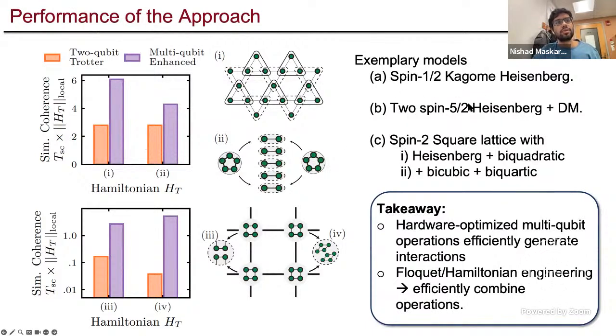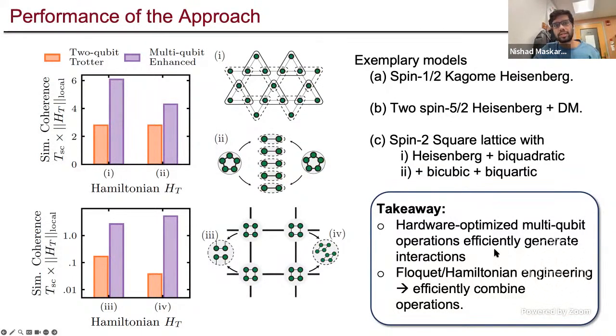We also studied two interacting large spins and observed a small but noticeable improvement for two interacting spin 5/2. But perhaps most interestingly, when we studied a very complicated spin 2 interacting Hamiltonian with low order Heisenberg interactions, but also higher order spin-spin interactions, you actually find orders of magnitude improvement. And this is really a reflection of the order of magnitude improvement coming from these hardware optimized multi-qubit interactions.